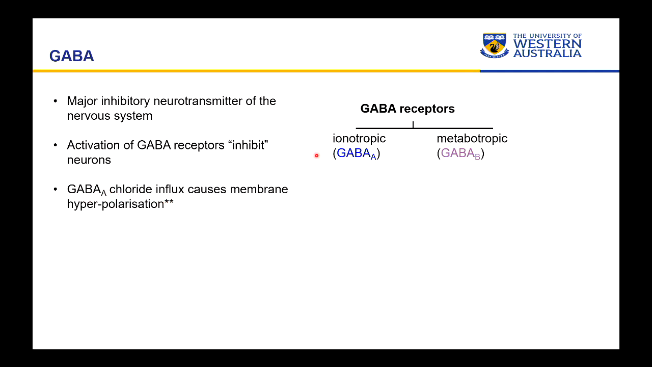So what happens is that when GABA binds to the GABA A receptor, this opens chloride ion channels. Remember, chloride has a negative charge. So if more negative ions are moving into the cell, you're going to hyperpolarize it. Okay? You're going to make it more negative, so it's less likely to fire an action potential.